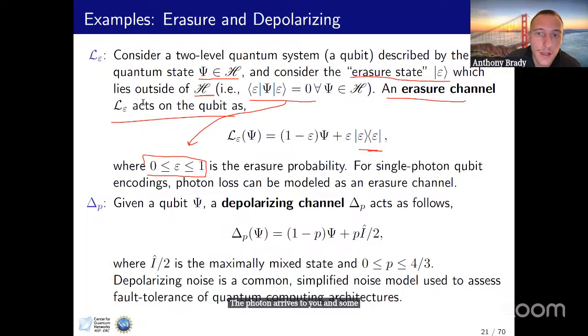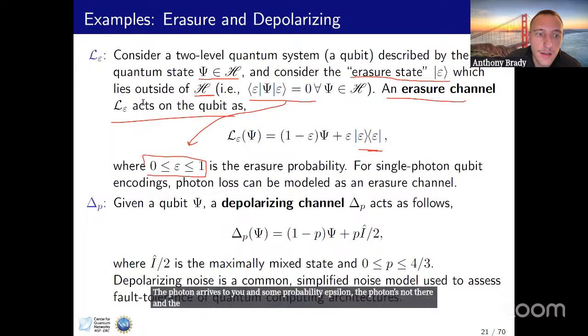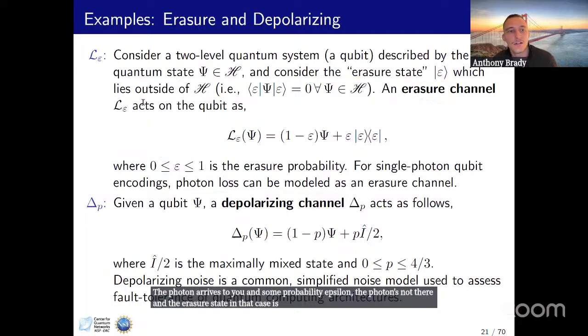photon's not there. And the erasure state in that case is basically the coincidence of no photons. So either you get a photon and your detector clicks, or you don't get a photon when you expected it. And so that flags your erasure.